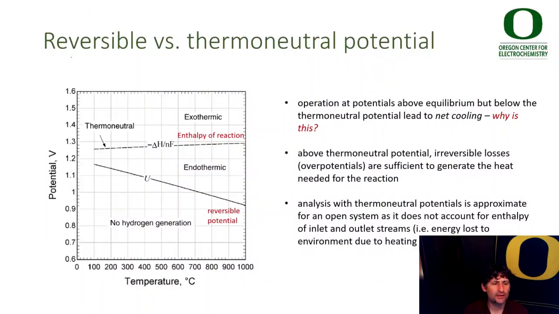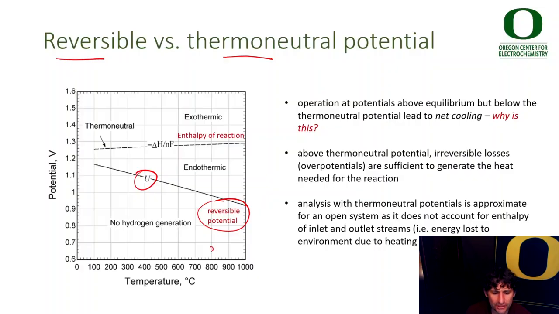Okay, so next I want to talk about the reversible versus the thermoneutral potential. The reversible potential U is the equilibrium potential of the cell, from the Nernst equation. Here it is for water electrolysis. You see that at room temperature, it's of course 1.23 volts. But as the temperature increases, the reversible potential goes down. It becomes easier and easier to split water. And so, why is this?